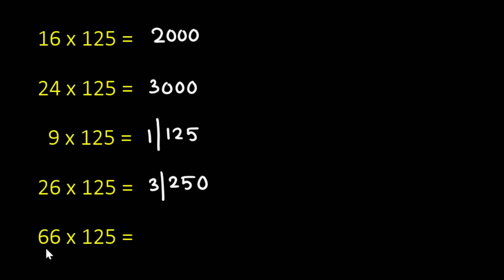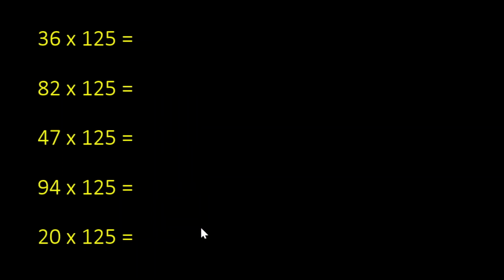Next, 66 into 125. 66 we divide by 8. The quotient is 8 and the remainder is 2. So it is 250. 8250. 36 when divided by 8, the quotient is 4 and the remainder is 4. So it is 500. 4500.